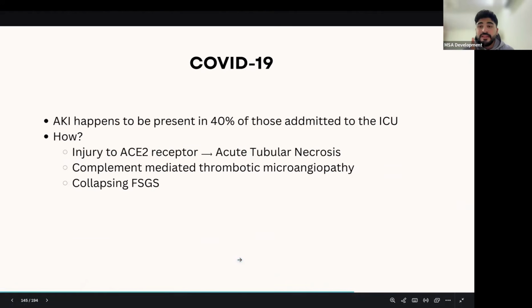COVID-19, now from this slide, they're just telling you that patients who happen to have AKI are usually admitted to ICU. So this is something that you guys need to keep in mind. Now you'd be like, wait, how? These patients in ICU, 40% of them happen to have AKI. Usually they have injury to the ACE2 receptor, causing acute tubular necrosis, or it could be complement-mediated microangiopathy, or it could be collapsing FSGS, which is seen in HIV.